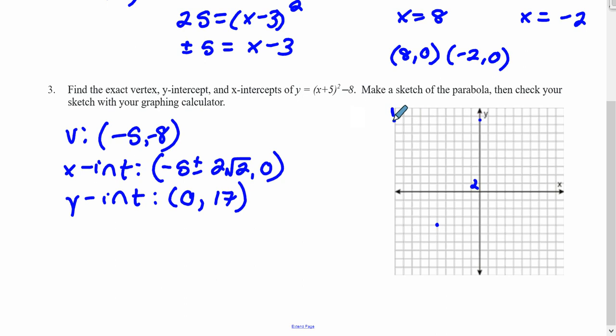And then I can graph it. Again, I know my stretch factor is 1, so I could go from my vertex 1 over, 1 up, 2 over, 4 up. Keep in mind, make sure your parabolas are U-shaped. I've been seeing a few V's along the way as well.